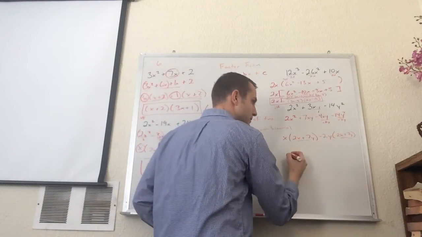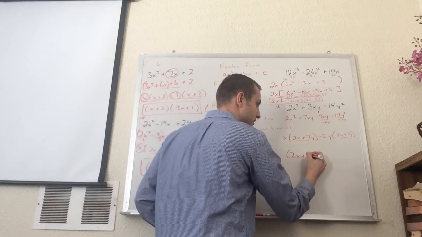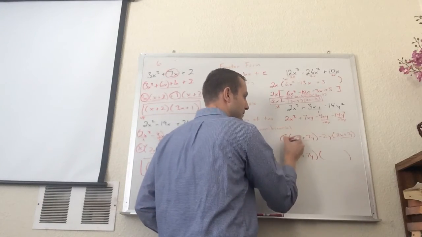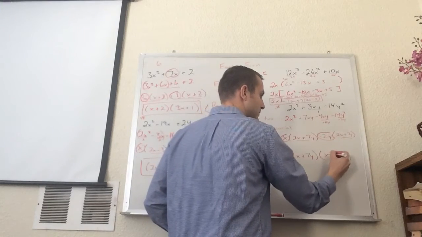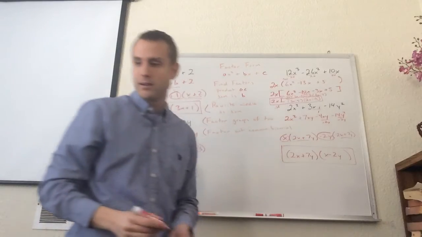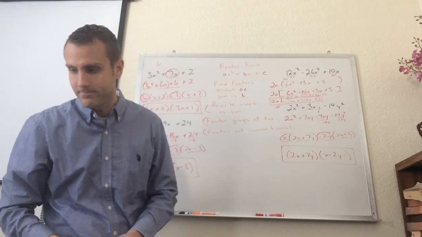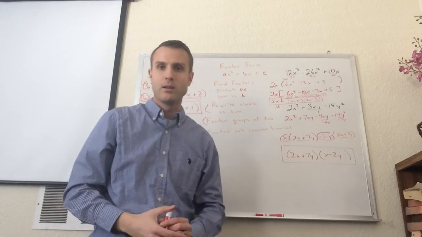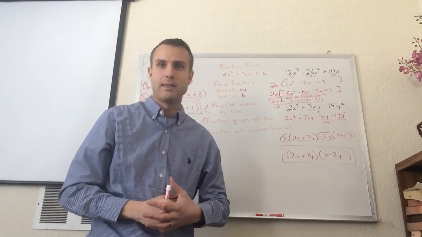Now they both have 2x plus 7y, so I can factor out the 2x plus 7y. And then the other parentheses is what I have on the outside, x minus 2y. And again, I could use FOIL to check it and make sure I got my original problem. So hopefully that makes sense, and that'll be it for this lesson.